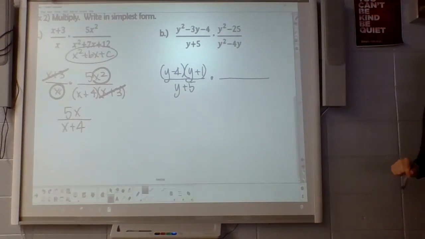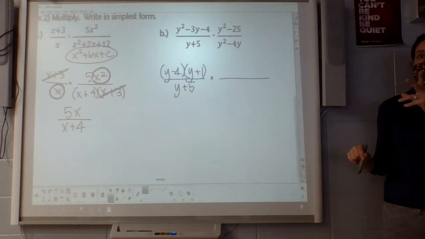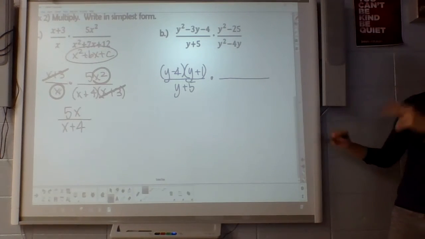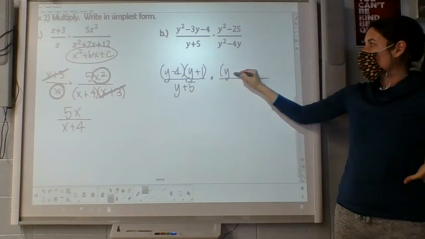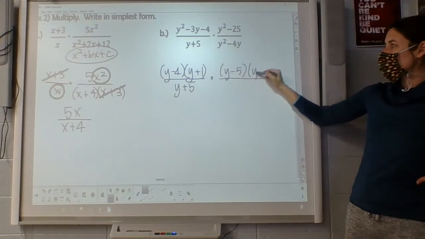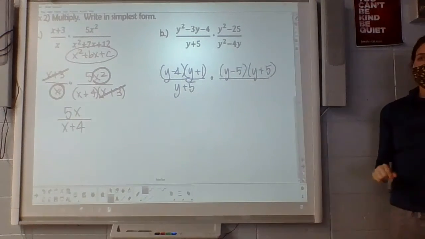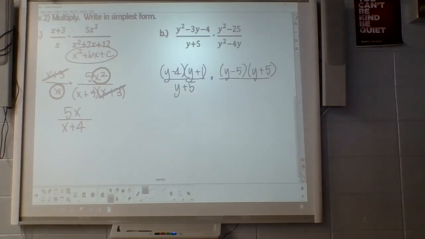Well, look at this. It's close to being the same. 5 or the opposite, negative 5. So 5 and -5, so it's y minus 5, y plus 5. This one is called difference of squares. I don't know. It's okay. You don't have to know the name of it, but we're just reviewing that.